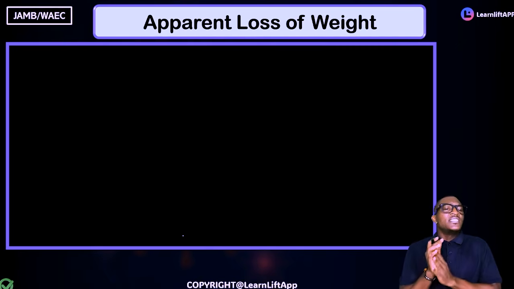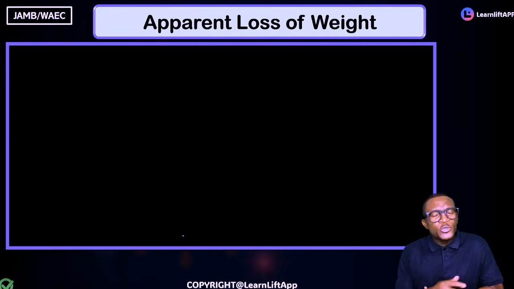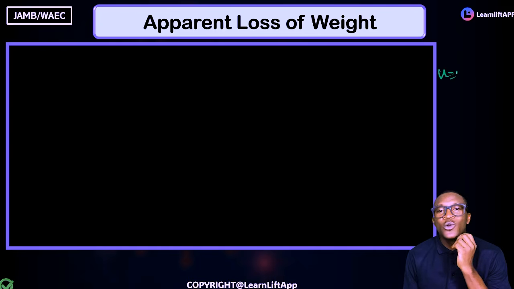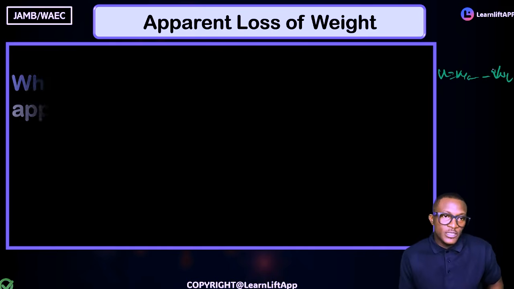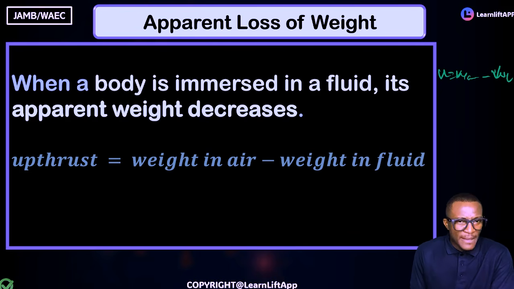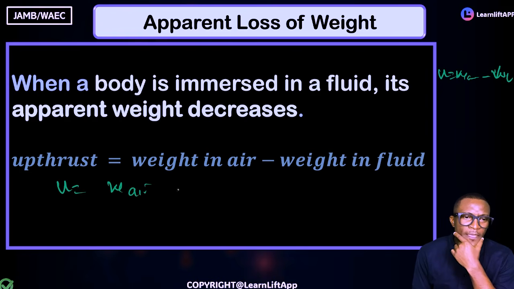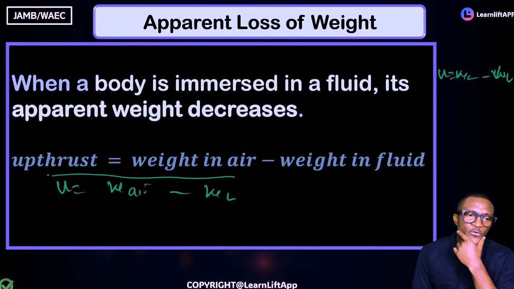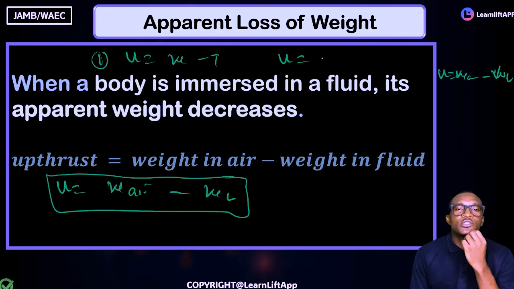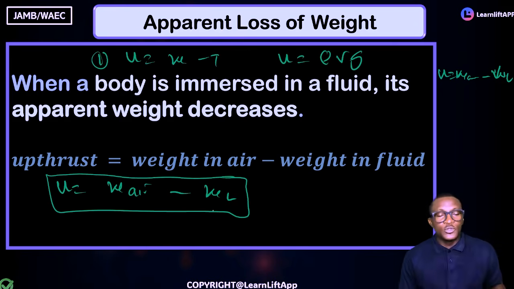Do you understand? Now, take note, what is upthrust? Upthrust is loss in weight. So the third formula for upthrust is given as weight in air minus weight in liquid. Look at it. When the body is immersed in fluid, the upthrust becomes weight in air minus weight in liquid. This is the third formula. We have given three formulas. The formula that says upthrust is equal to weight minus tension, and the second formula, upthrust is equal to density times V times g.